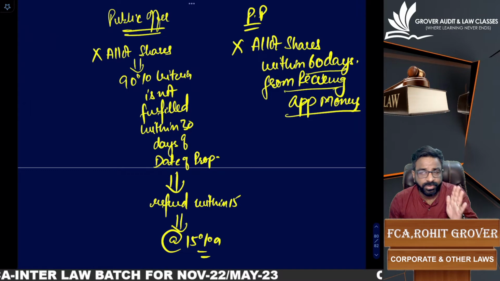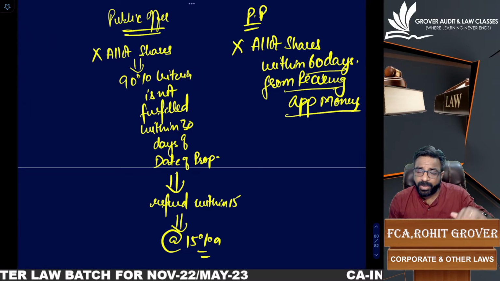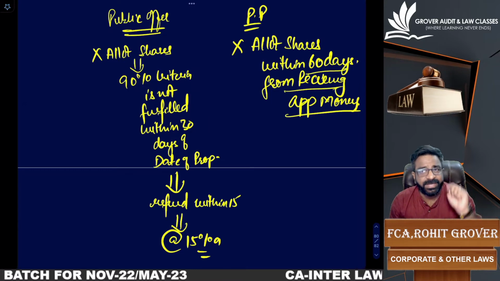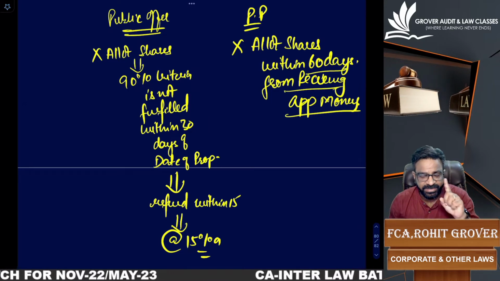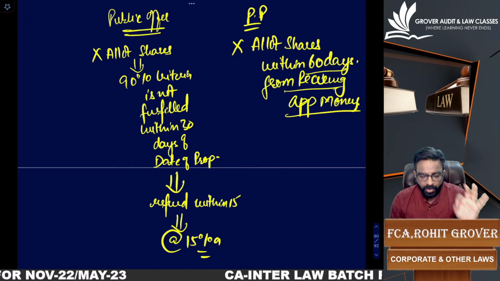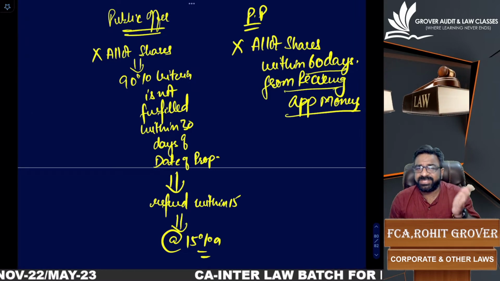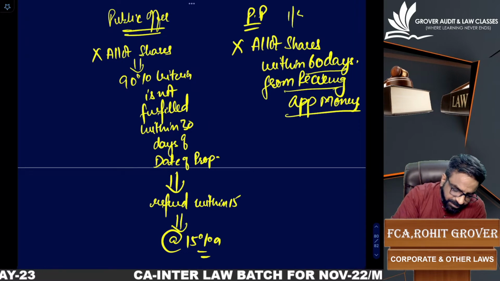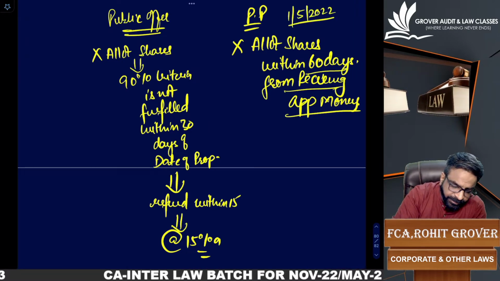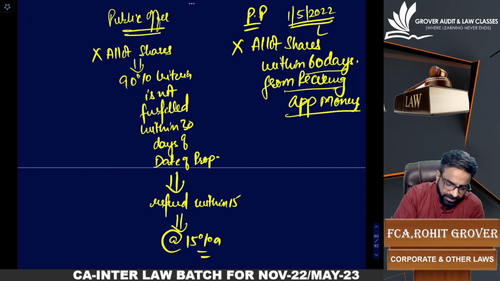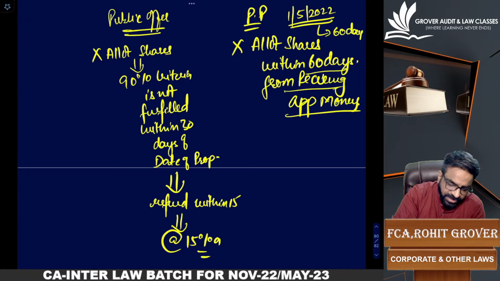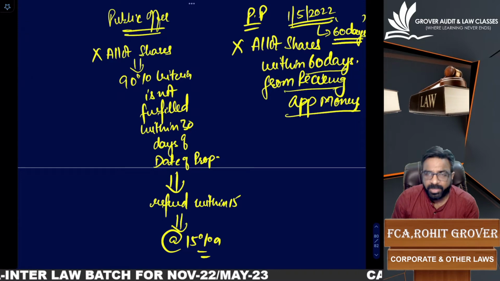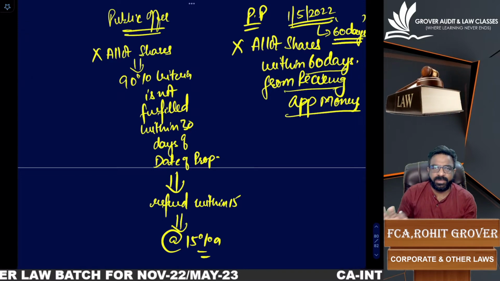No, no. Money is already received. You must allot the shares within how many days? 60 days. So if you do not allot the shares within 60 days from the receipt of application money, say for example on 1st May 2022 the application money is received, it means in the next 60 days allotment is required or not required? Required.